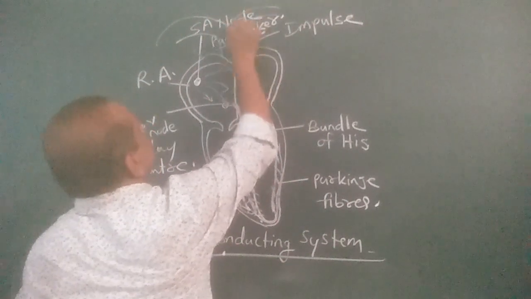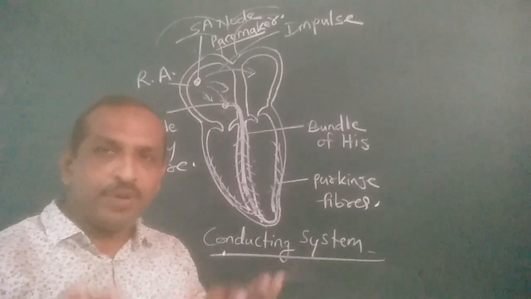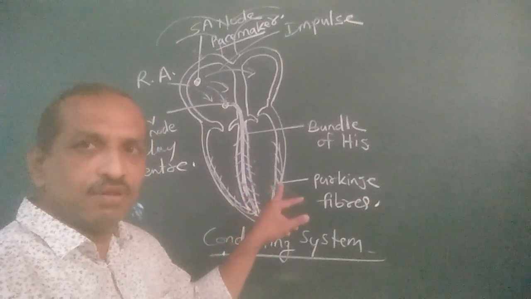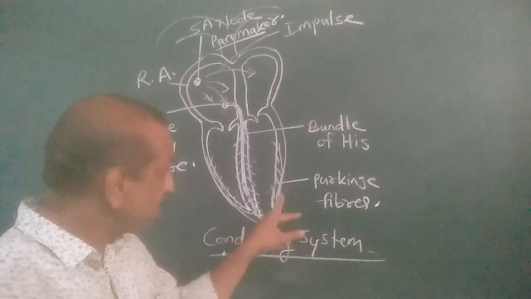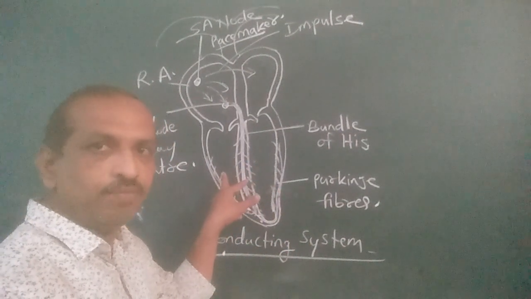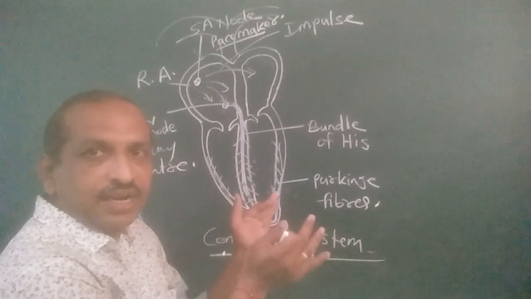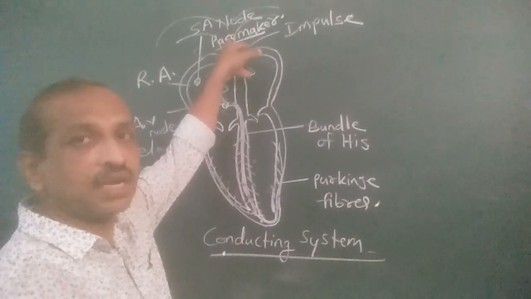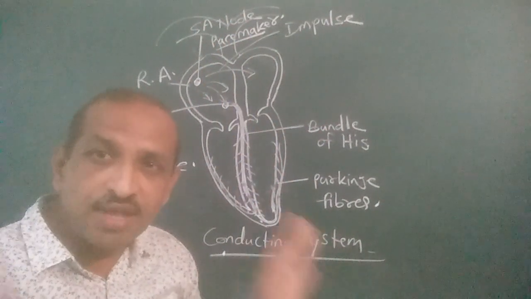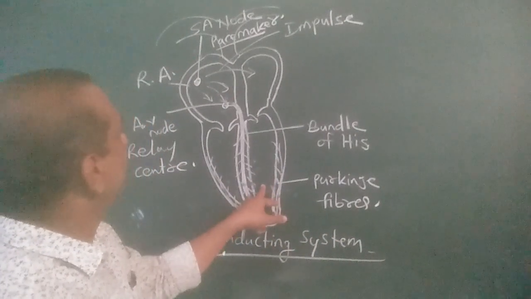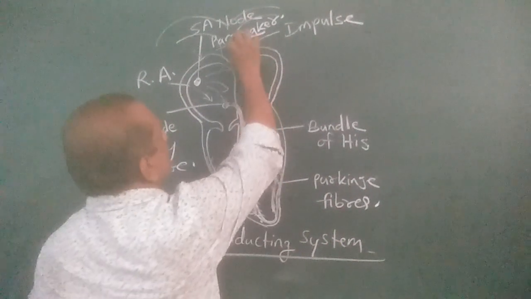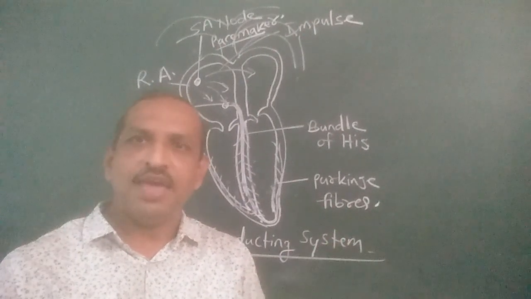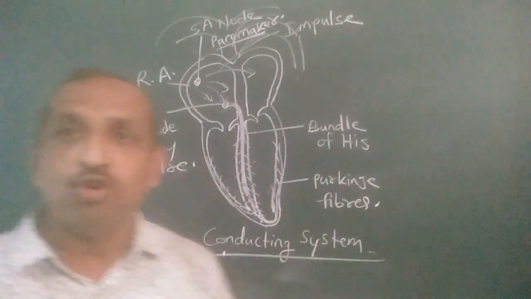The blood leaves through two openings: the opening of the pulmonary artery and the opening of the systemic arch. The systemic arch arises from the left ventricle, and the pulmonary artery arises from the right ventricle. When the ventricles contract, deoxygenated blood from the right ventricle is pumped into the pulmonary artery and sent to both lungs for oxygenation, and oxygenated blood from the left ventricle is pumped through the systemic arch and supplied to all the body parts. In this way, the conducting system of the human heart works.